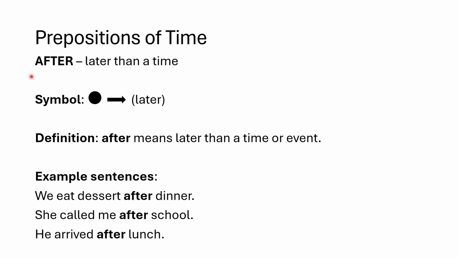The preposition after indicates later than a time. Here is a symbol that illustrates later. This is the definition. After means later than a time or event. Listen to the example sentences. We eat dessert after dinner. She called me after school. He arrived after lunch.